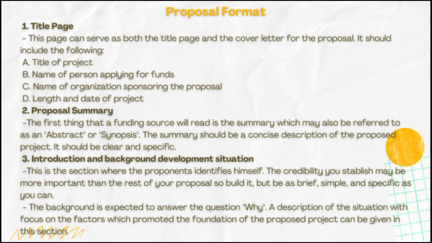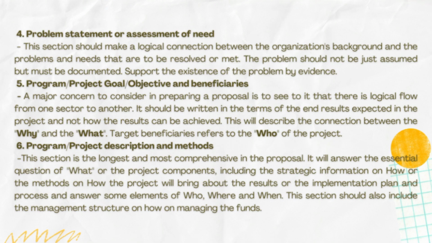The third step in writing a proposal is making an introduction and background development situation. This is the section where the proponents identify themselves. The credibility established may be more important than the rest of your proposal, so build it, but be as brief, simple, and specific as you can. The background is expected to answer the question why. A description of the situation with the focus on the factors which promote the foundation of the proposed project can be given in this section.